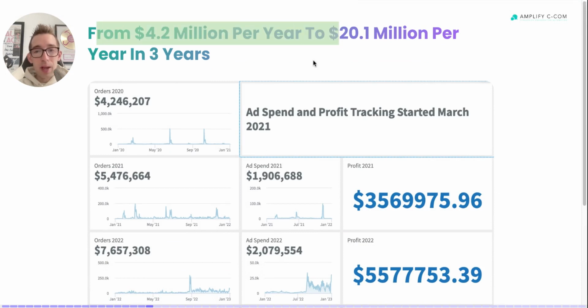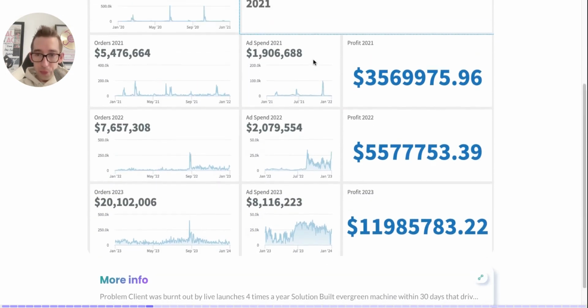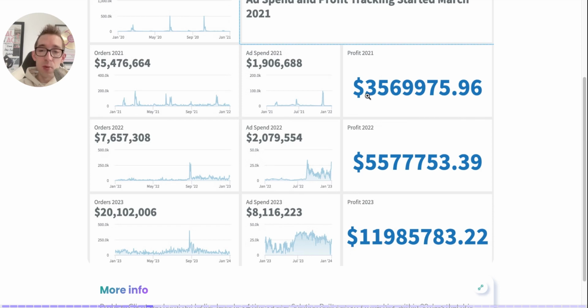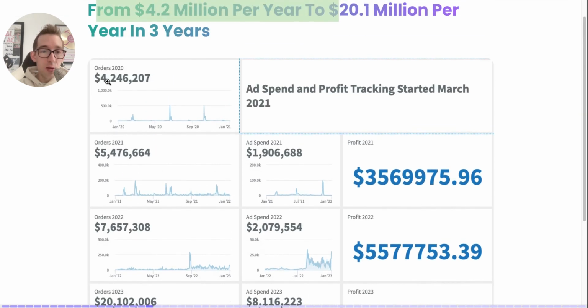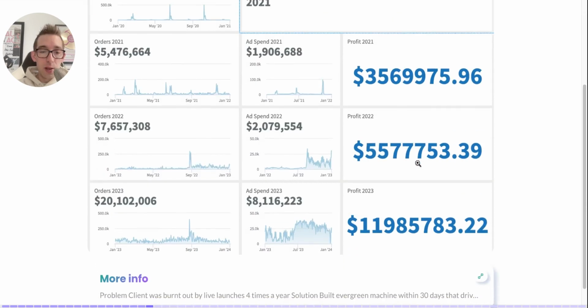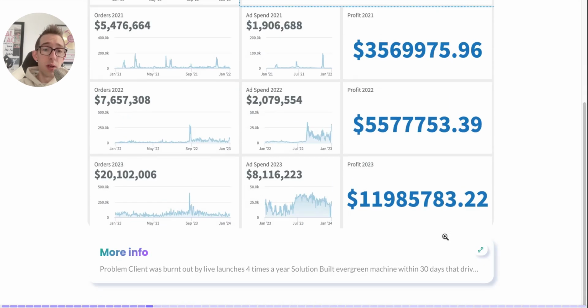From 4.2 million a year to 20 million a year in 3 years. Right, you can see the profit on here. This as well. We went from like 3.5 million in profit to 12 million in profit. Right, so significant growth. This was the year before they started working with us at 4 million. So even in the very next year, like we made almost what they made previous year in profit, and then 3 years later, we're making 12 million.